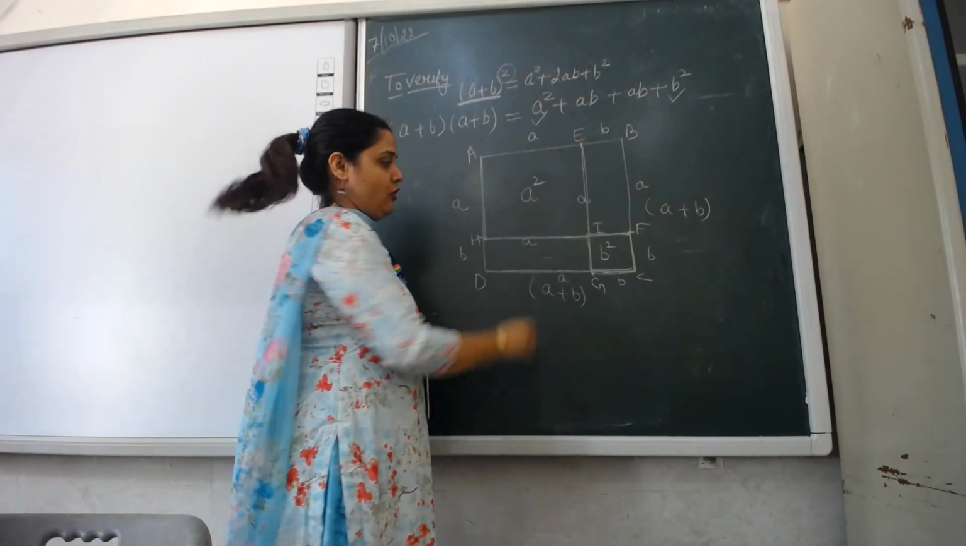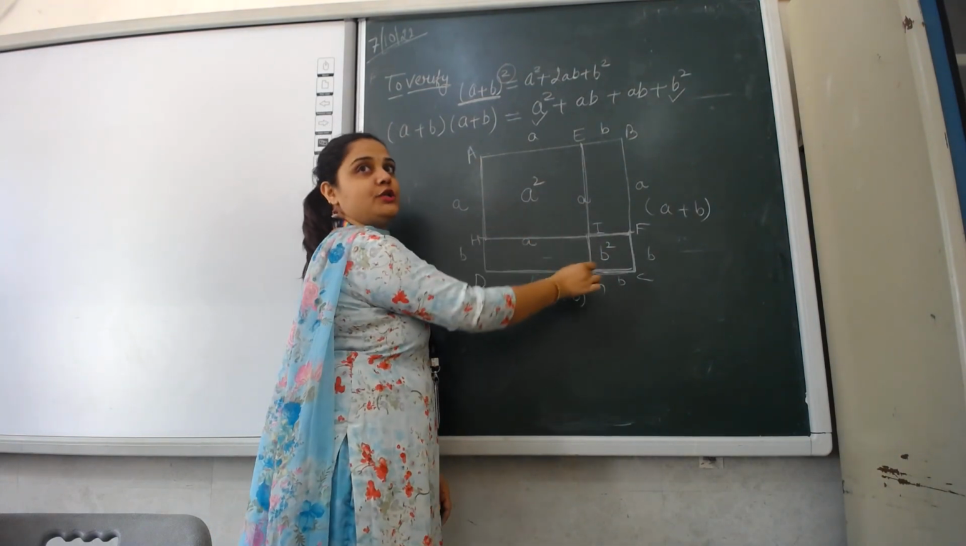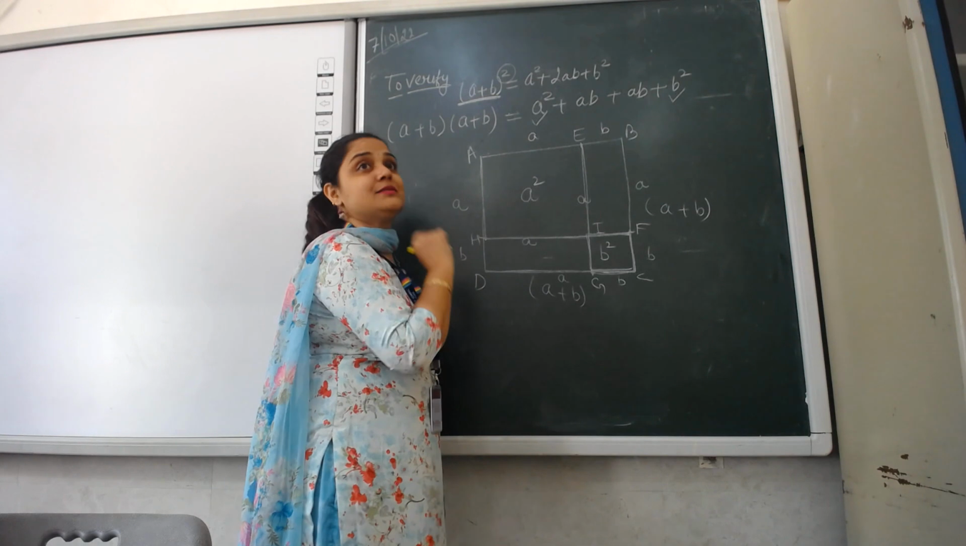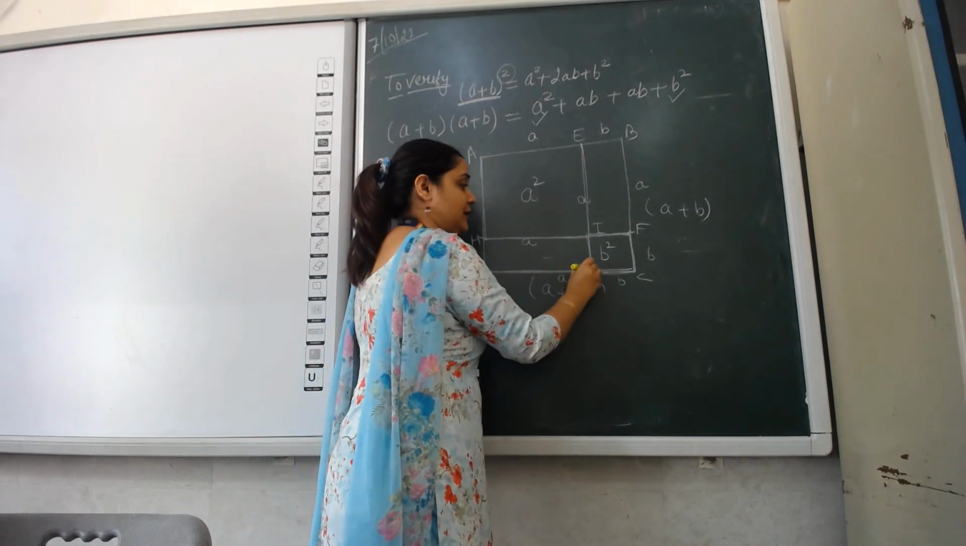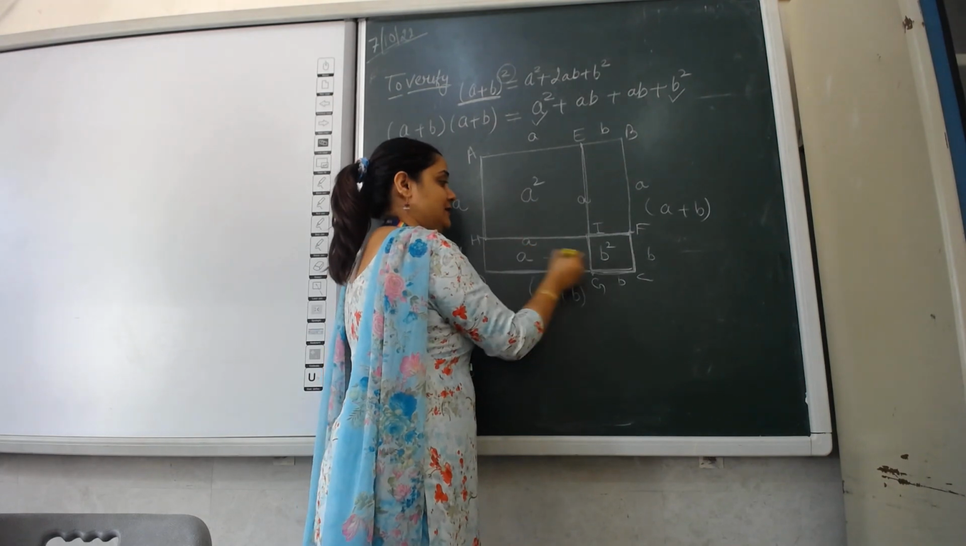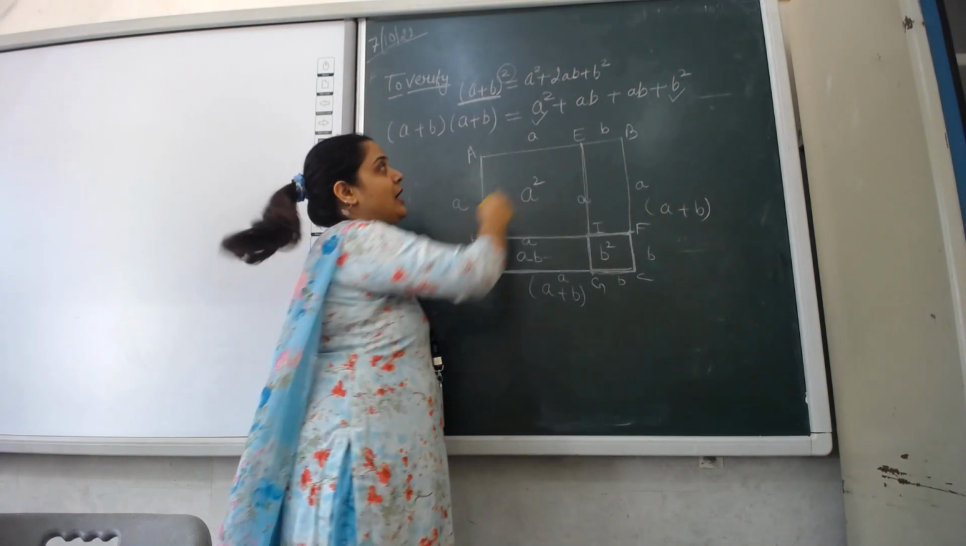Right? Now come to this HIGD. What is the shape of this portion? Rectangle. What is the area of a rectangle? Length into breadth. What is the length of this rectangle? a. What is the breadth of this rectangle? b. So is it representing ab? I got 1 ab.